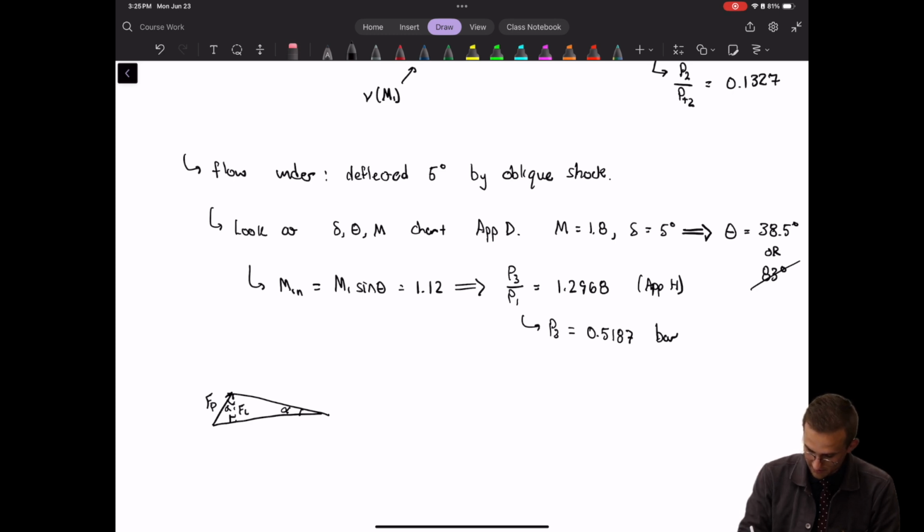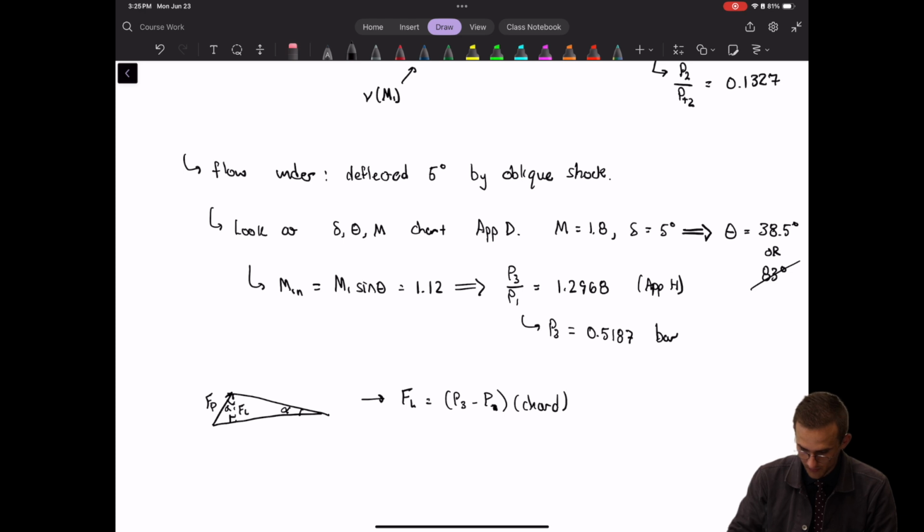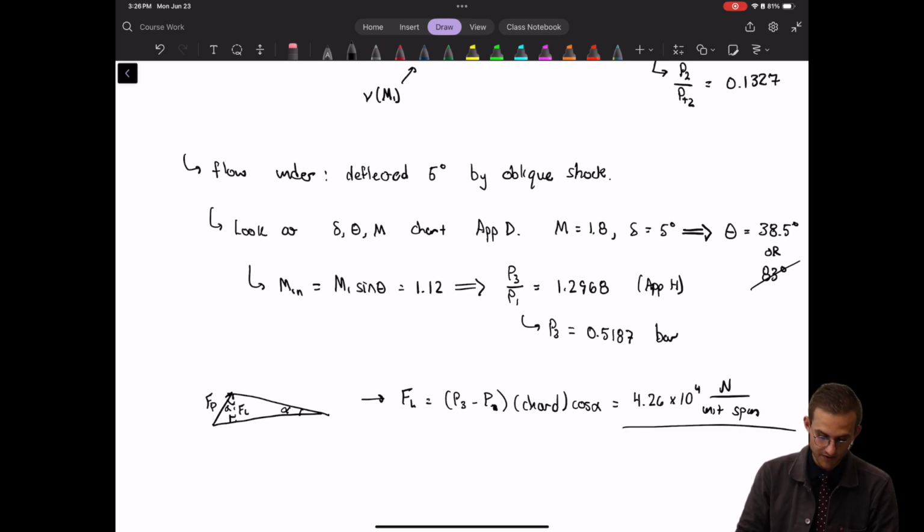And so we can calculate the force of lift as the pressure difference between region 3 and 2, above and below the airfoil. We multiply that by the chord area, and multiply by cosine alpha. Okay, and so what you end up getting in this case is 4.26 times 10 to the 4 newtons per unit span. Okay, so that's how you would do that lift calculation.